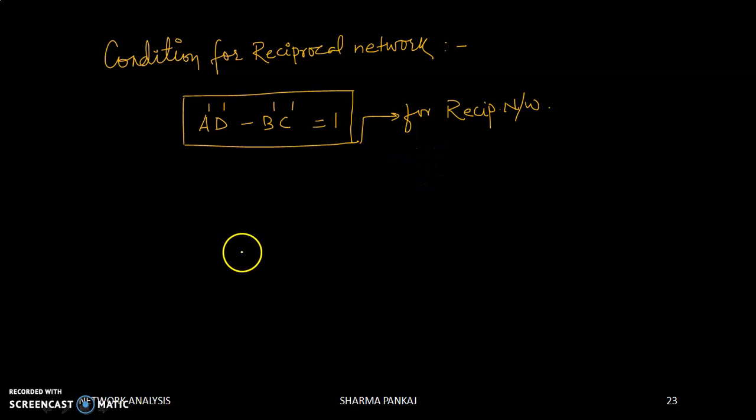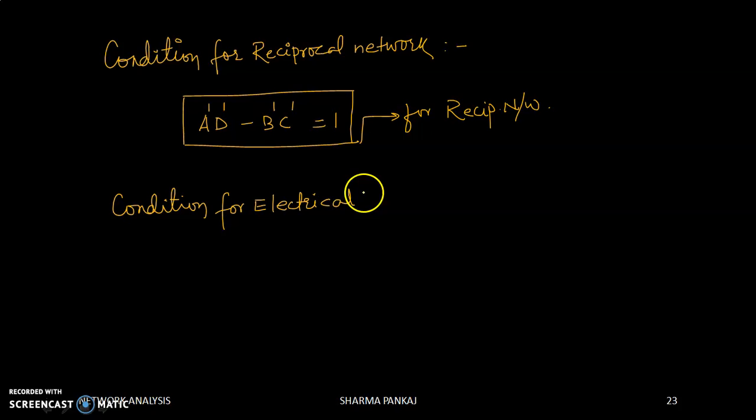Now, the condition for electrical symmetry. The condition for electrical symmetry is the same concept we have studied for the previous transmission parameter, which in this case is A dash is equal to D dash.